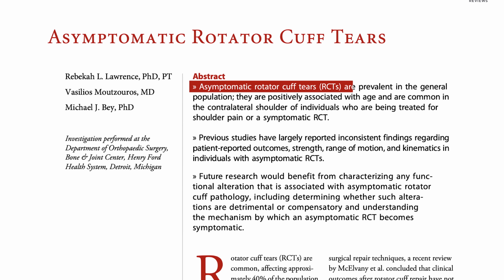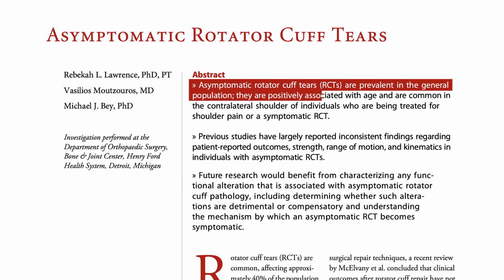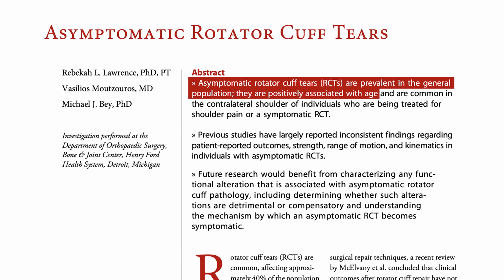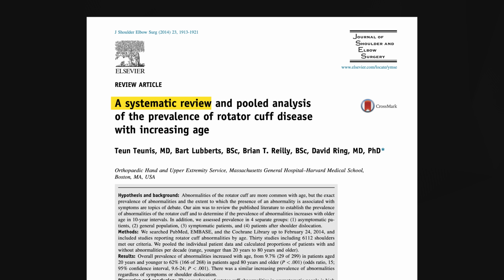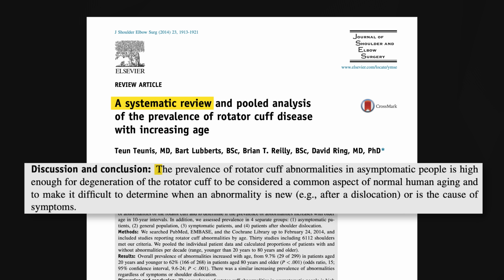For example, rotator cuff tears are common in people without symptoms, increase in prevalence with age, and don't always correlate with a person's function. A systematic review by Tunis et al. stated the following: the prevalence of rotator cuff abnormalities in asymptomatic people is high enough for degeneration of the rotator cuff to be considered a common aspect of normal human aging and to make it difficult to determine when an abnormality is new, for example, after a dislocation, or is the cause of symptoms.